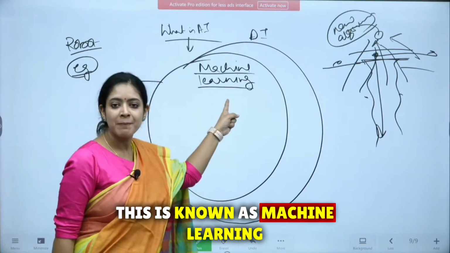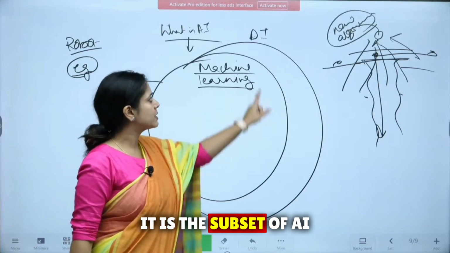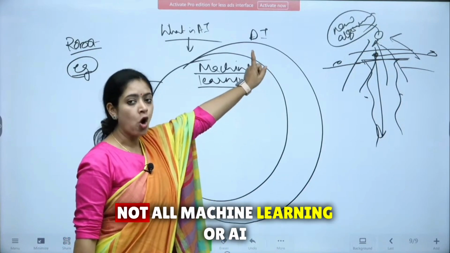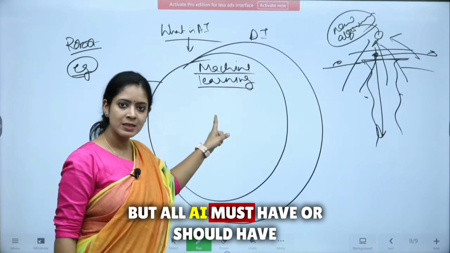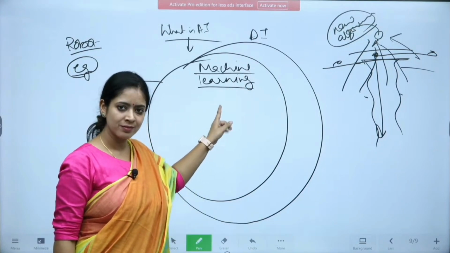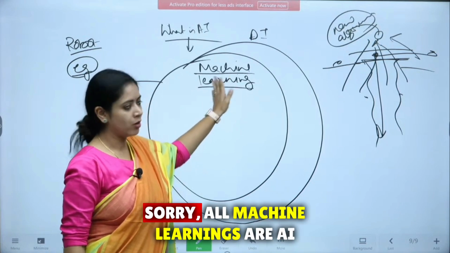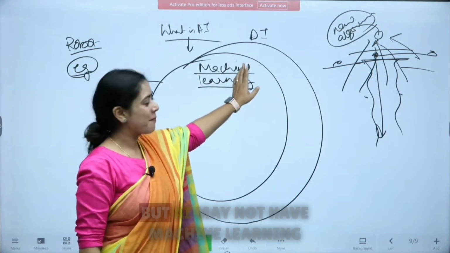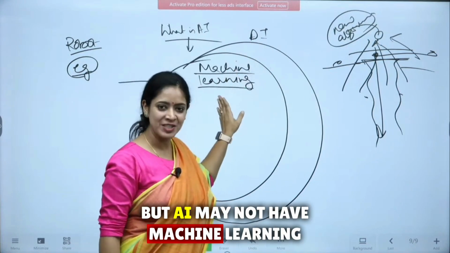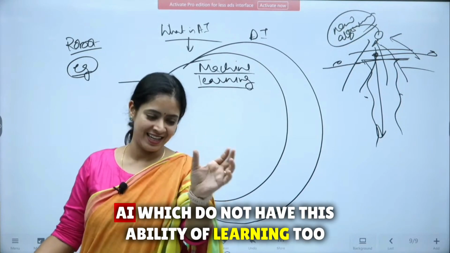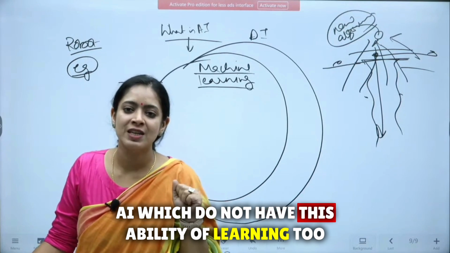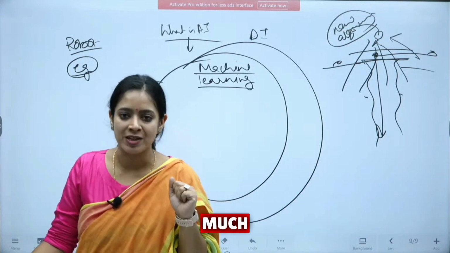This is known as machine learning. It is a subset of AI. Not all machine learnings are AI, but all AI must have or should have, all machine learnings are AI, but AI may not have machine learning. There are very limited or narrow AIs which do not have this ability of learning too much.